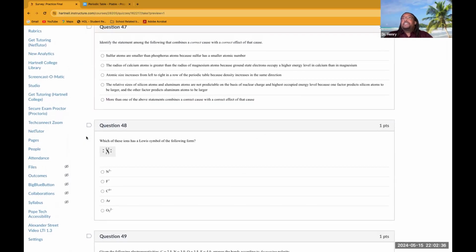Number 47. Identify the statement among the following that combines a correct cause with a correct effect of that cause. A, sulfur atoms are smaller than phosphorus atoms because sulfur has a smaller atomic number. Is that true? No. That is incorrect.